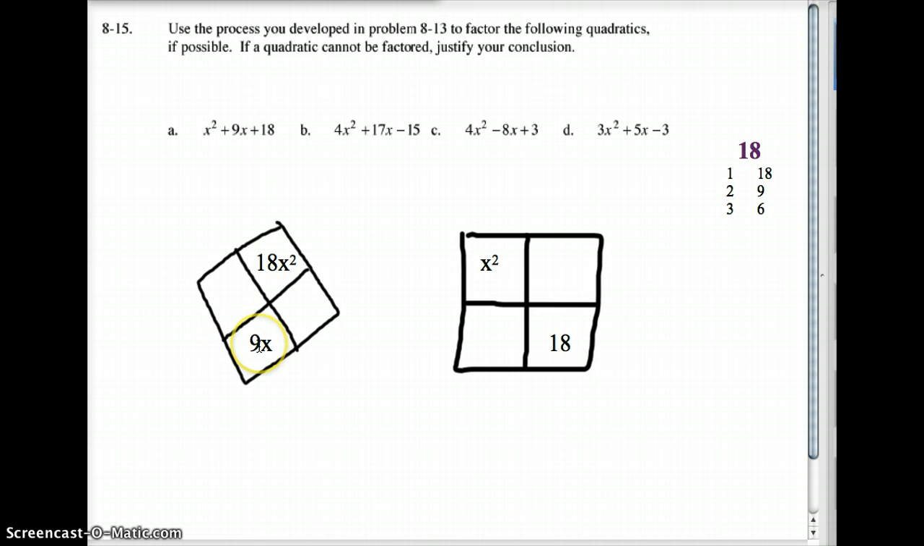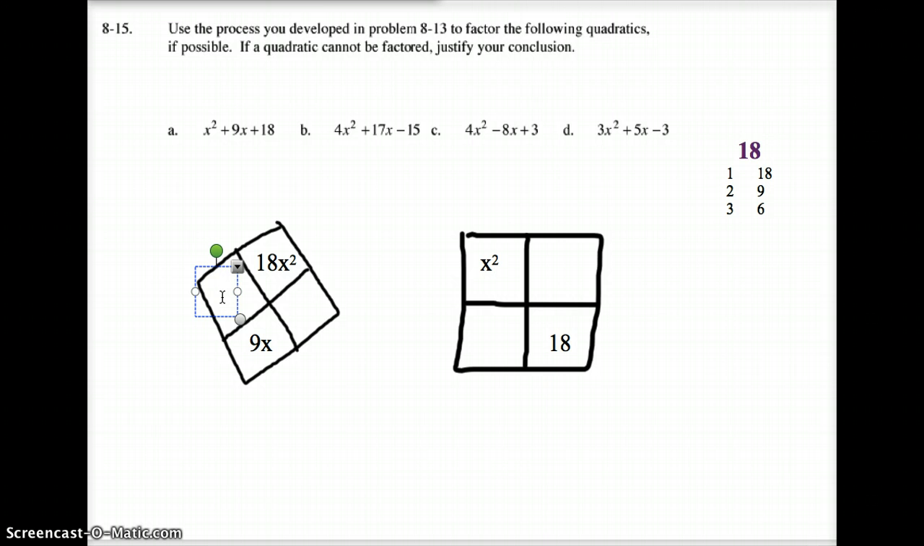We need two numbers that multiply together to make 18x squared, and at the same time add up to make 9x. Go ahead and think about that for a moment. When you get to 3x and over here 6x, both of them being positive, you let me know.